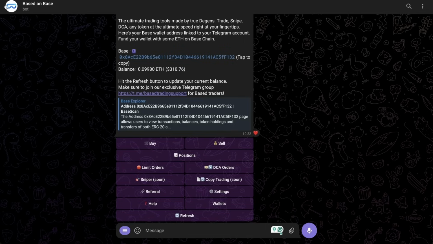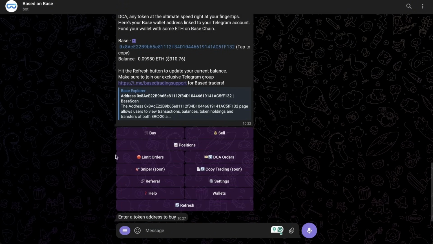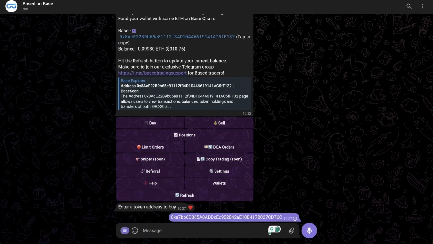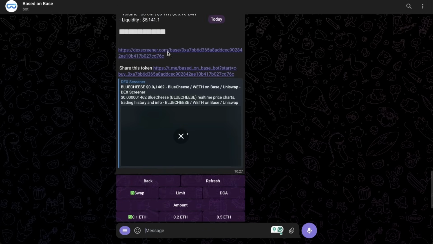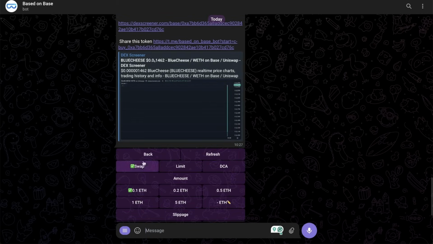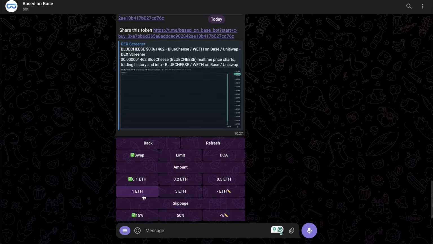Now I go back to Based on Base and I will click, of course, the buy button. Once I click the buy button, they ask me to enter the token address, which I do here. And then the bot will gather all the information about the token. Here I have all the buy settings menu. So I can choose the amount, 0.1 Ethereum, 0.2, 0.5, 1 Ethereum, 5 Ethereum. With the price of Ethereum today, it will be quite expensive to buy 1 Ethereum of blue cheese. It will mean a lot of blue cheese.